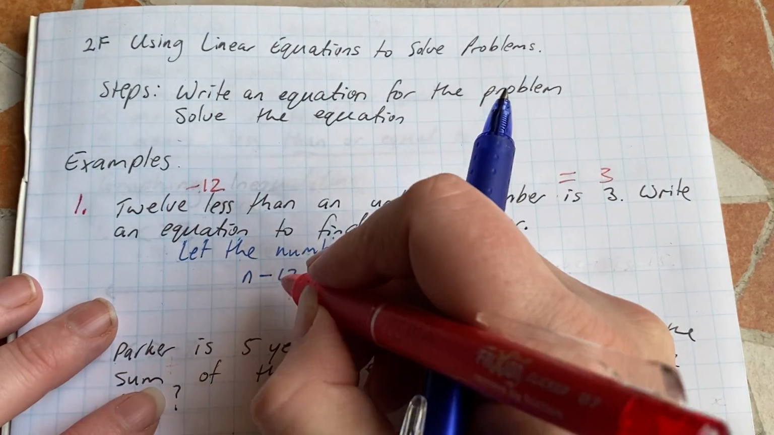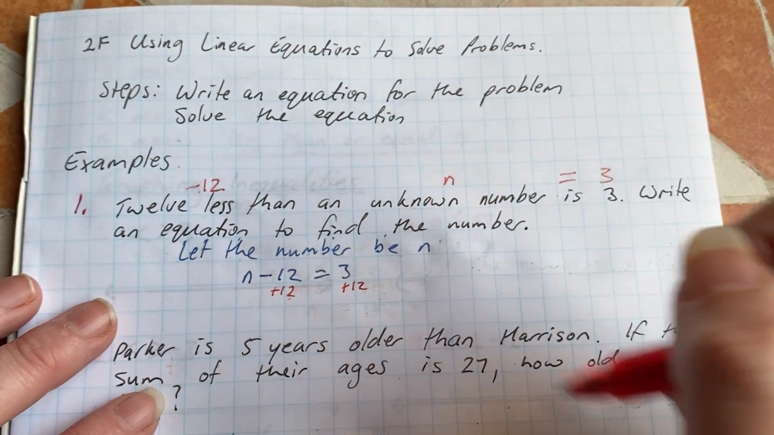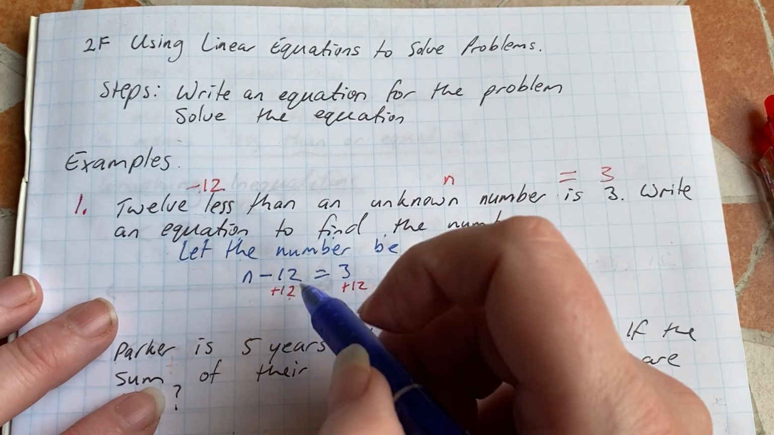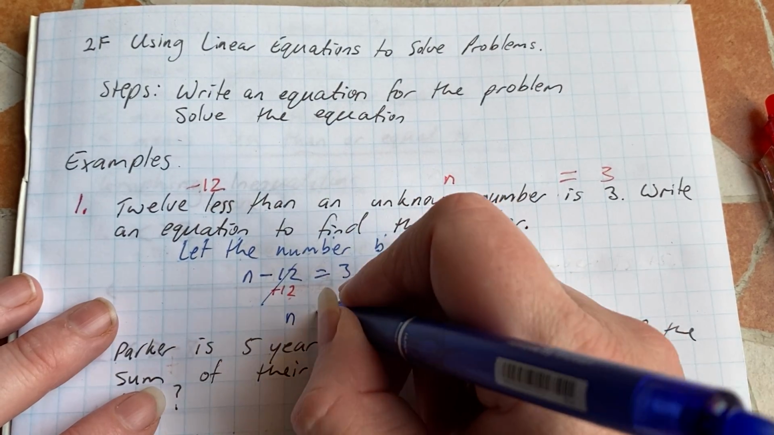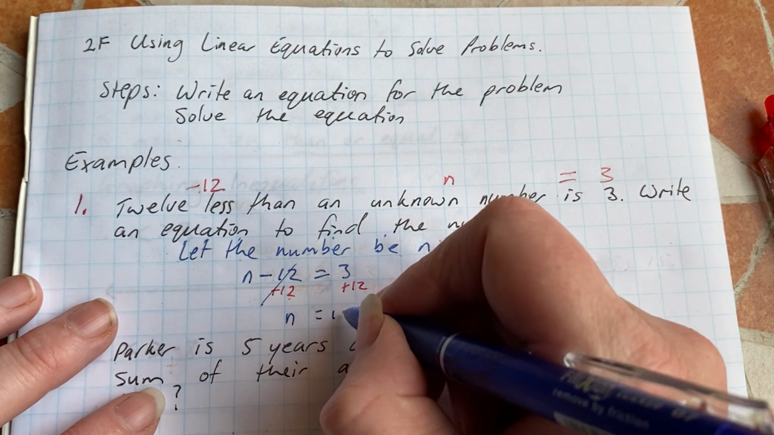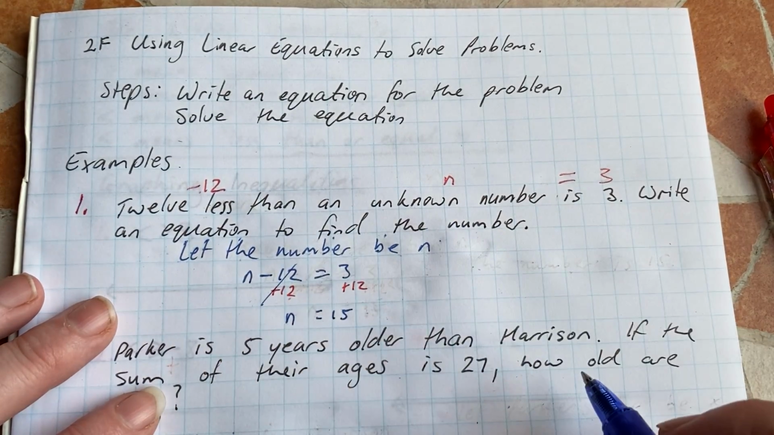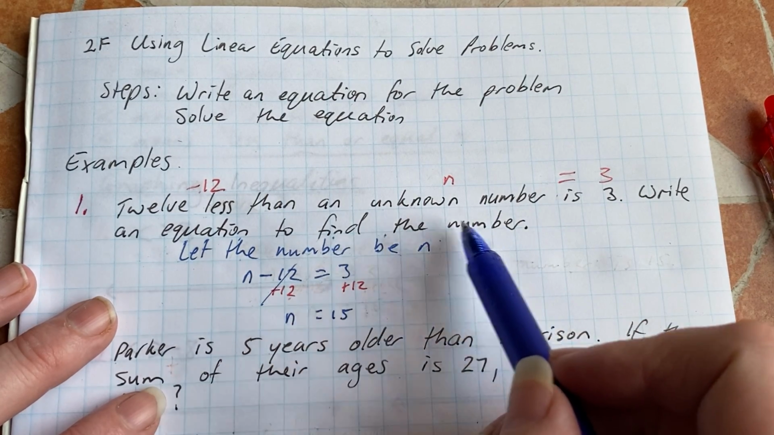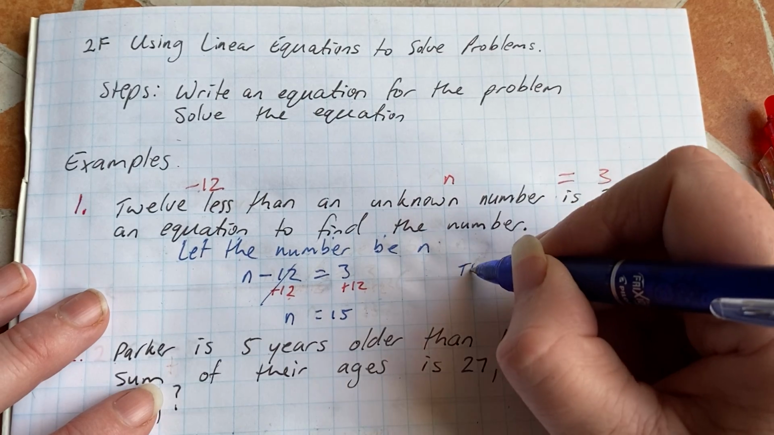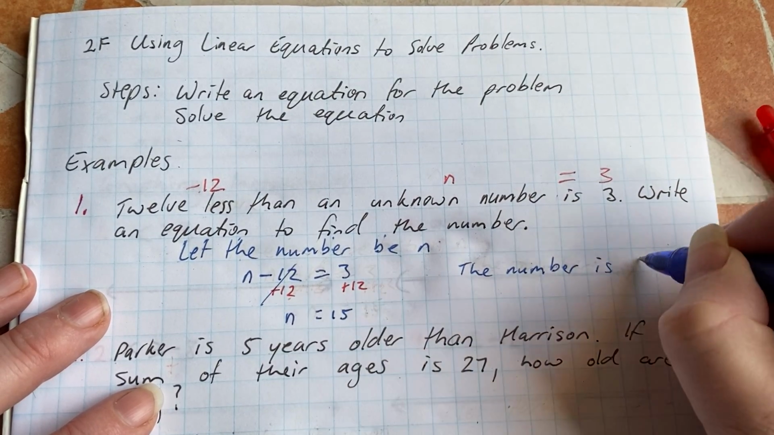And then to solve the equation, remember minus 12, we have to add 12 to each side. We've got to keep our scales balanced. Minus 12 plus 12 is 0, so we've just got n on that side. 12 and 3 are 15. Now, in a word problem, we should always give a word answer. The question was, find the number. So let's say the number is 15.